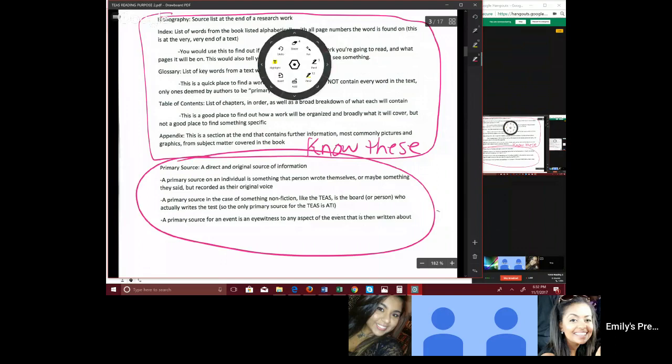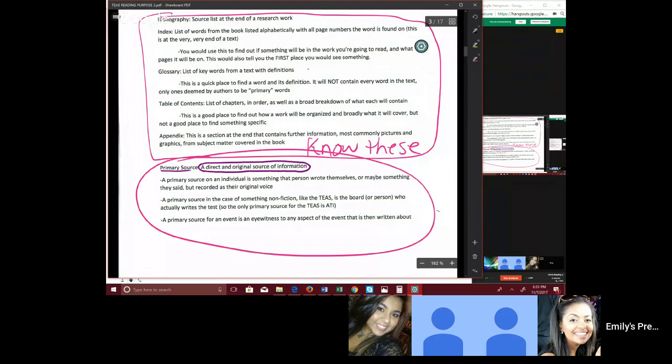So one of the questions that you'll absolutely get asked at least one time will have to do with the primary versus non-primary source. So that's a really, really important one. There's a few different contexts that they might use for this. A primary source will always mean a direct and original source of information. That's a guarantee. It will always mean that.